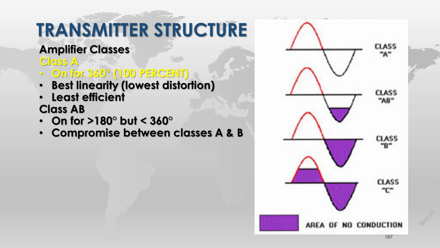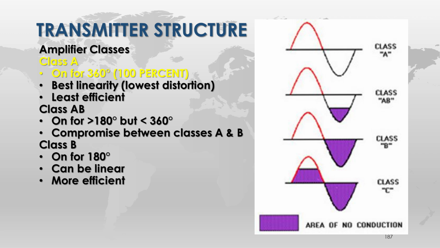Class AB is on for greater than 180 but less than 360. It's a compromise between classes A and B. Class B is on for 180. It can be linear and it's more efficient. And Class C is the most efficient. It's on for less than 180 degrees and is the most efficient.